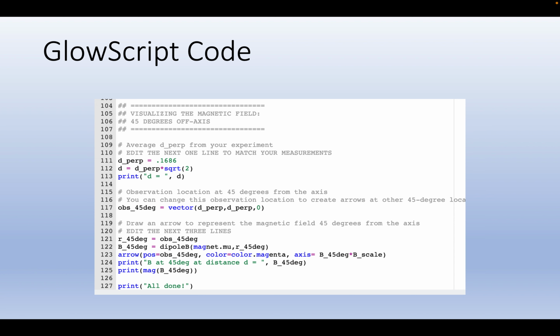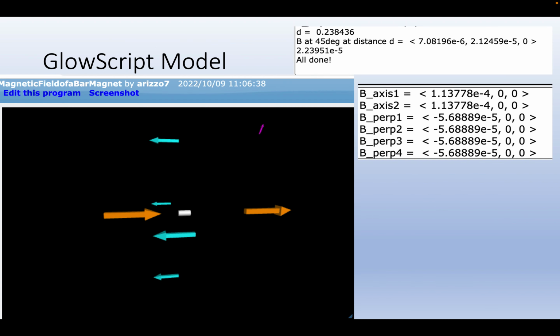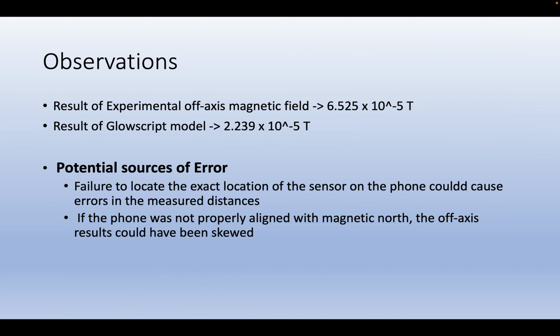So here we're going to be doing a visualization of the magnetic field, and we're going to be creating a 45-degree off axis point. And finally here, this is the actual model that was created when we run the program, and you're going to see in the top right the value calculated for the magnetic field, so 2.239 times 10 to the negative 5 teslas.